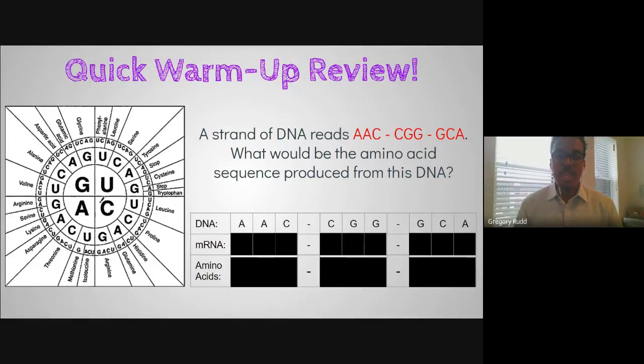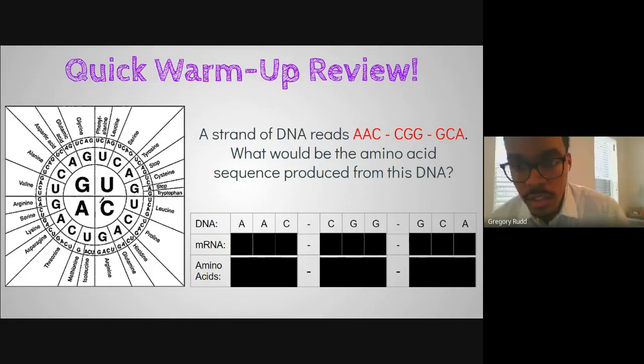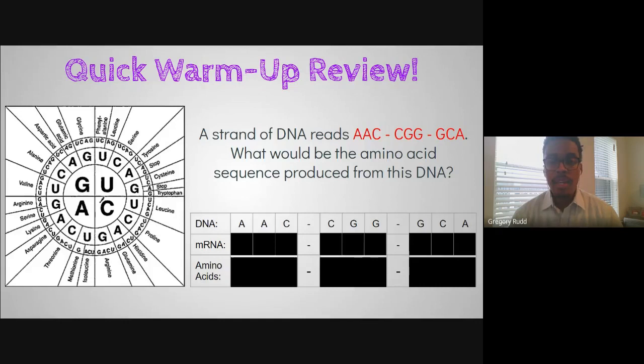This was the last question on today's warm-up. It says, a strand of DNA reads AAC, CGG, GCA. What would be the amino acid sequence produced from this DNA? Some of you may have been tempted to jump straight from DNA to amino acids. But before we can translate to amino acids, we have to transcribe to mRNA. So the mRNA has to come first.